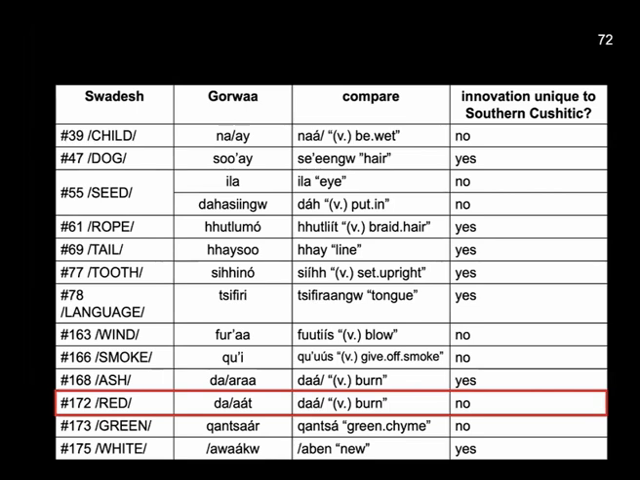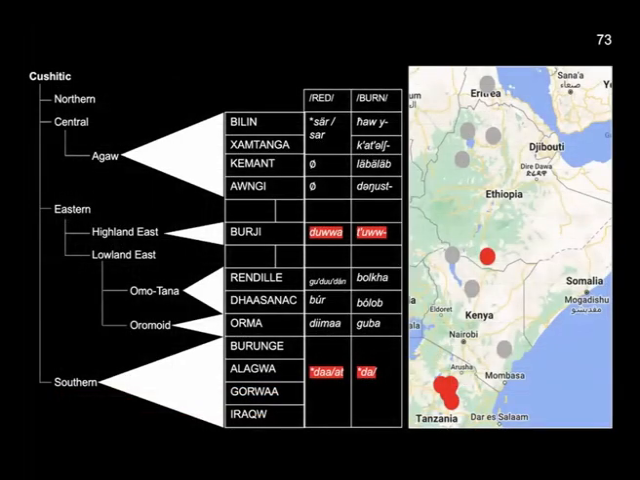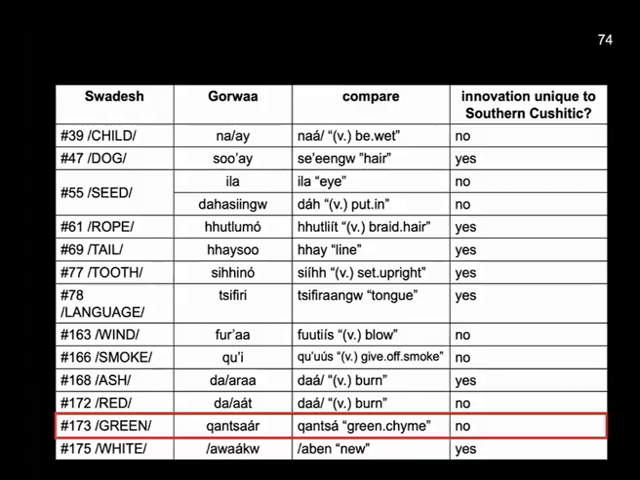Red and burn also pattern together both within and beyond southern Cushitic. So here we can see a shared pattern, as well as perhaps in the Highland East Cushitic language Burji, though as a caveat, I don't know how reliable it is to link one form beginning with a voiced alveolar stop, d, and another with an alveolar ejective t. So I don't know if this is 100% valid, but it looked close enough for me to lump them together.